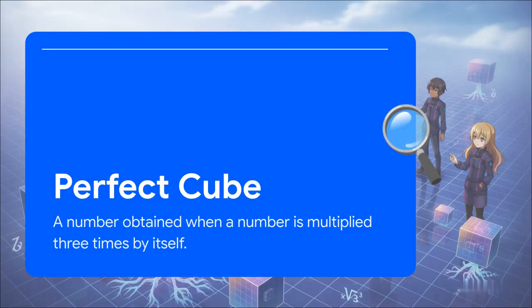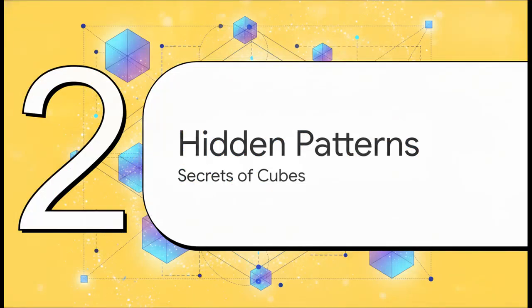A perfect cube is the total volume you get when a base number is multiplied 3 times by itself. We write it as a to the power of 3, or a cubed. So if our base number is 4, then a cubed is 4 times 4 times 4, which gives us 64. So 64 is the perfect cube, the total volume when all 3 dimensions of our physical block are exactly the same size. Moving on to Section 2, Hidden Patterns of Cubes.